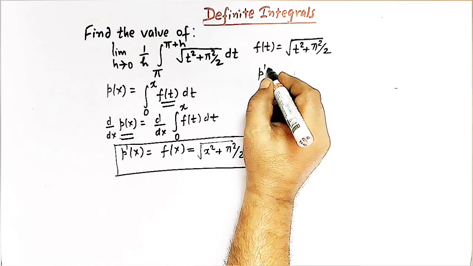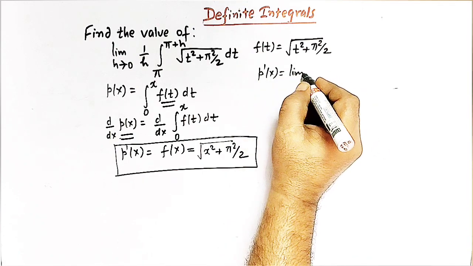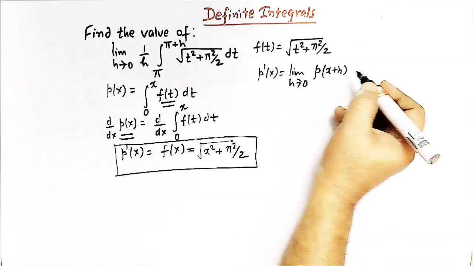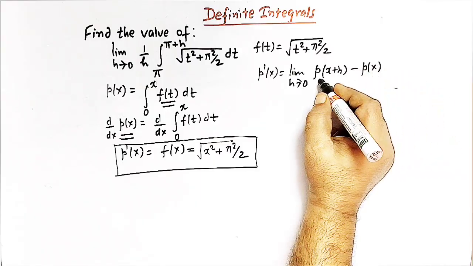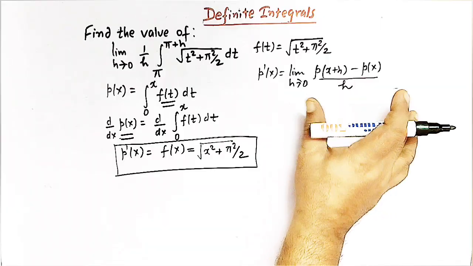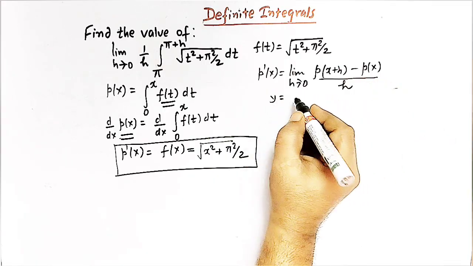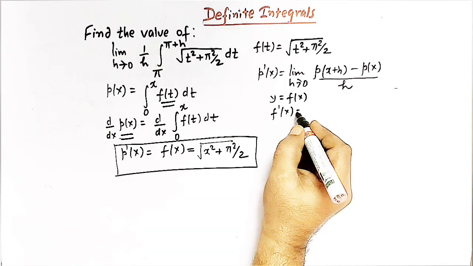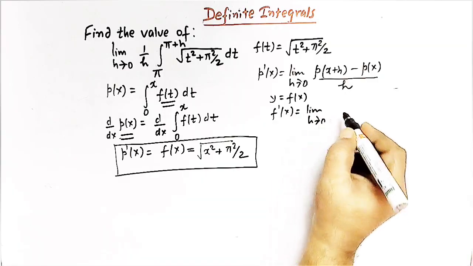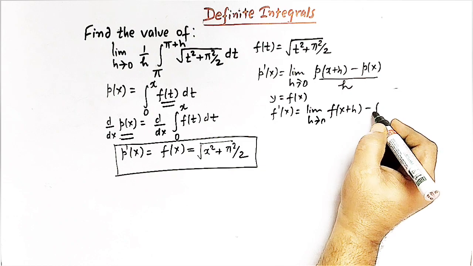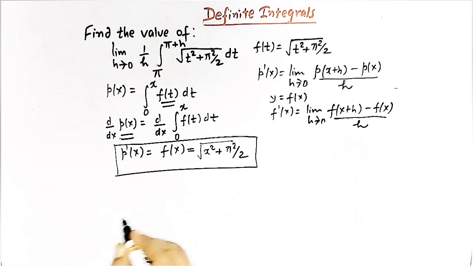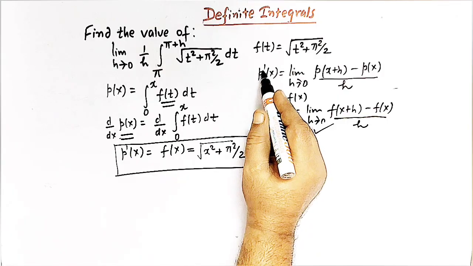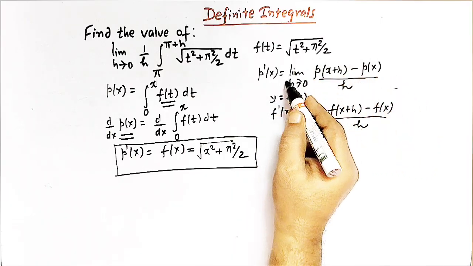So p prime of x can be written as the limit h tends to 0, and here we have p of x plus h minus p of x divided by h. This definition is used here because if we have a function, say y is equal to f of x, then f prime of x is given by limit h tends to 0, f of x plus h minus f of x divided by h, right? So due to this definition of derivative, we can now write p prime of x is equal to this limit.